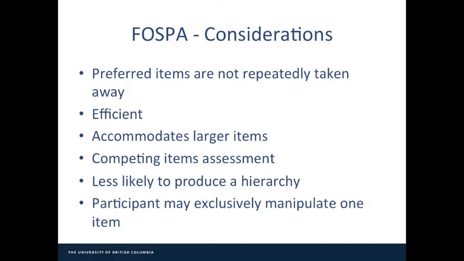One of the potential challenges with a free operant stimulus preference assessment is that it can be less likely to produce a hierarchy of stimuli. So you'll notice in the video we just watched, which item did he manipulate most? The phone. I didn't watch right to the very end of the video, but he pretty much sticks with the phone for most of the rest of the video.